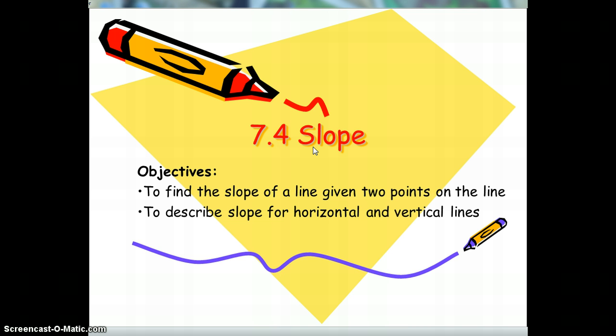But the objectives of this particular PowerPoint, what that means is what you need to understand when you're done watching this PowerPoint, is how to find the slope of a given line through 2 given points of the line, and also to describe the slope for horizontal and vertical lines. Again, I do highly recommend that you start taking notes. This is some time that you should start taking notes. Alright, so let's get started.